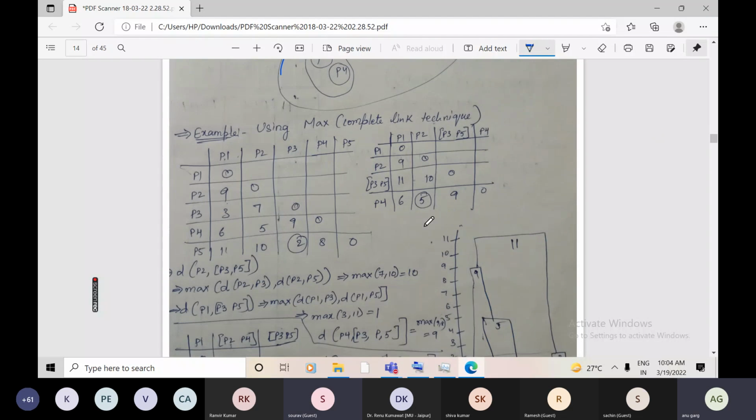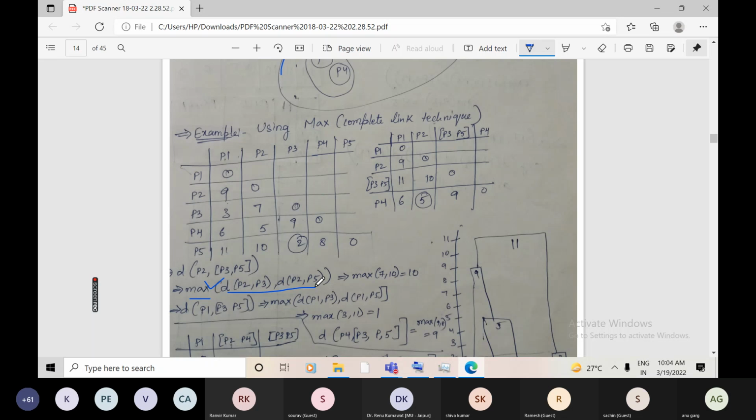Okay, thank you. Next is the max, complete linkage technique. In the complete linkage technique, the whole process is the same. The only thing is, instead of minimum, you have to take the max distance. You have to consider maximum.